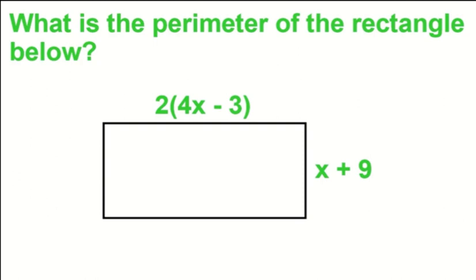Dulce, what'd you get? 10x plus 6 is incorrect. Shane? 18x plus 30 is incorrect. No. Plus what?